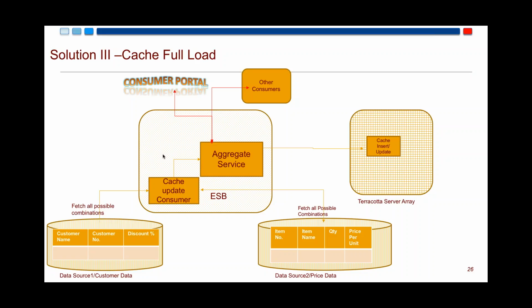And in this case, for any combination of input from any of the consumers, the request is sent to the aggregate service. The aggregate service will definitely go to the cache in the Terracotta server array, and it will respond to the request within sub-seconds and send it to the consumers.